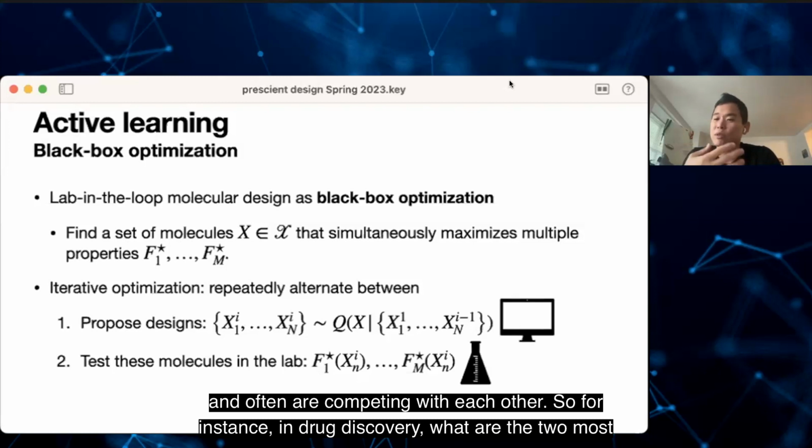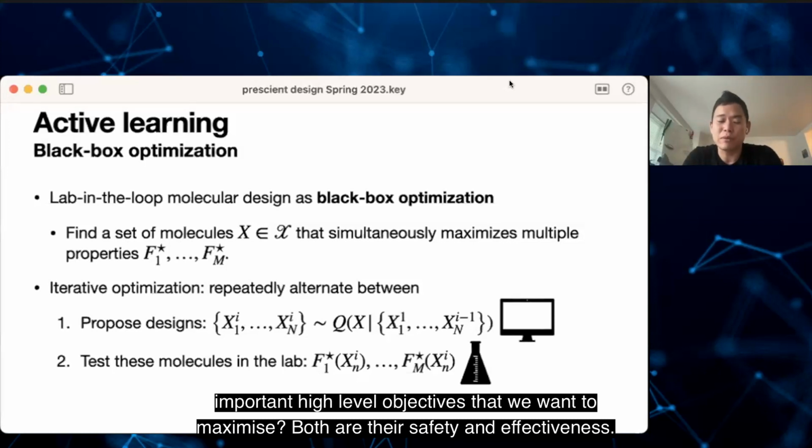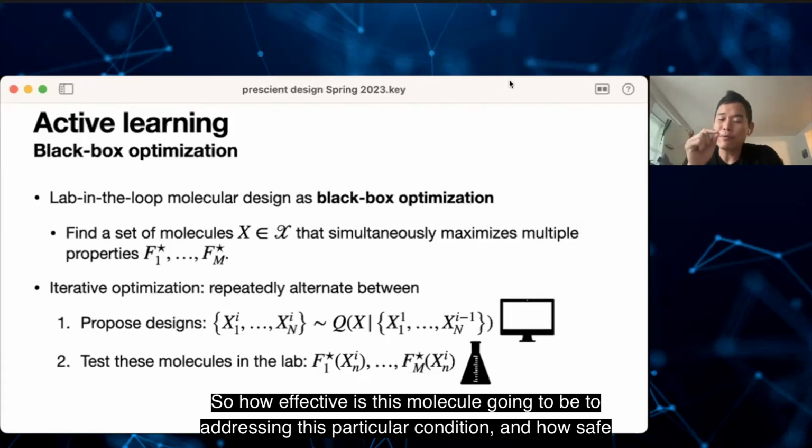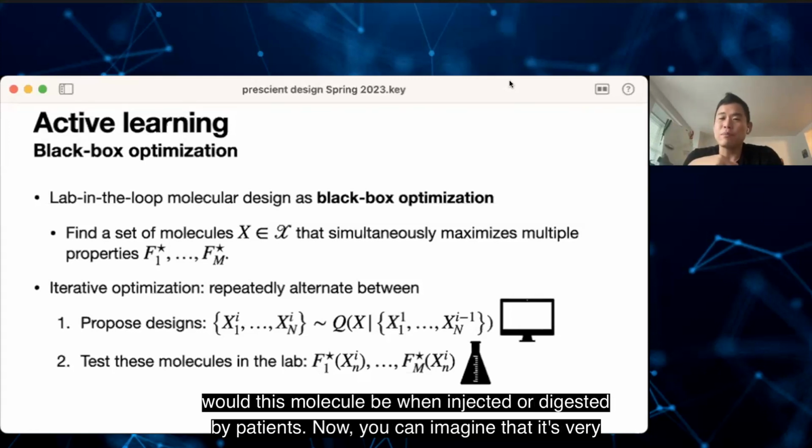So for instance, in drug discovery, what are the two most important high-level objectives that we want to maximize? They are safety and effectiveness. So how effective is the molecule going to be in addressing this particular condition? And how safe would this molecule be when injected or digested by patients?